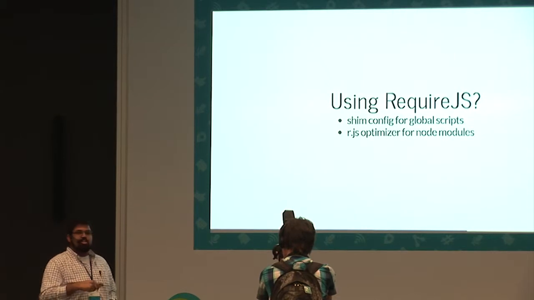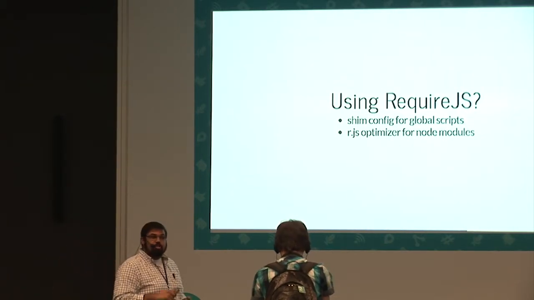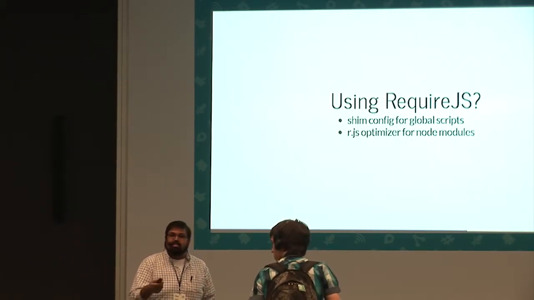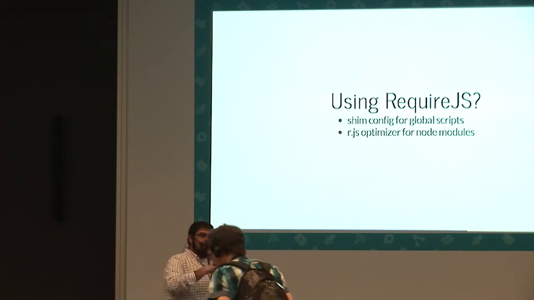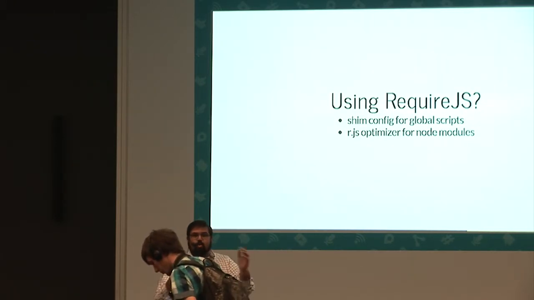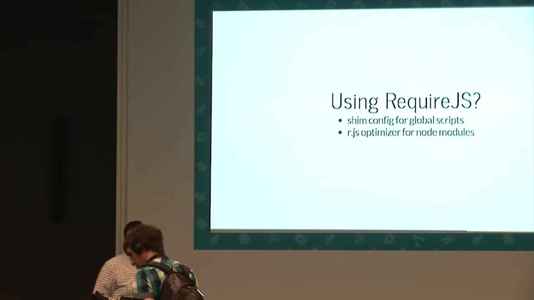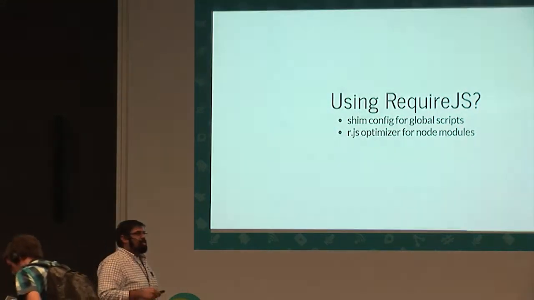And then there's the RJS optimizer, which is a script that Require.js publishes that allows you to bundle all of your different modules together into one script file. And it can do a lot of magic when it comes to modules from NPM.